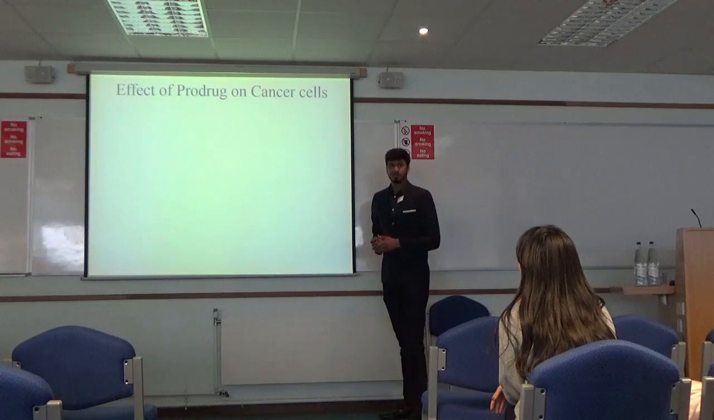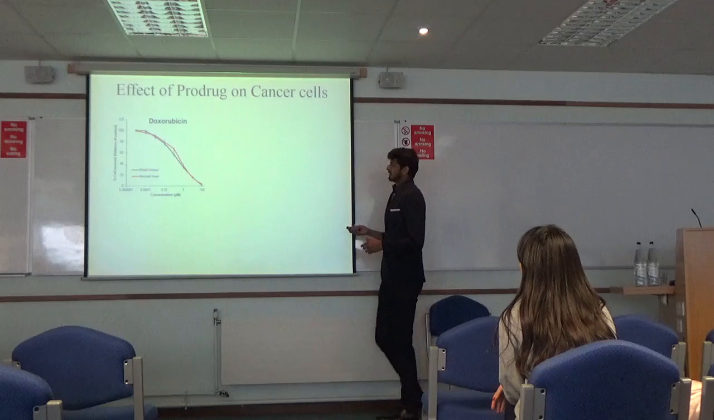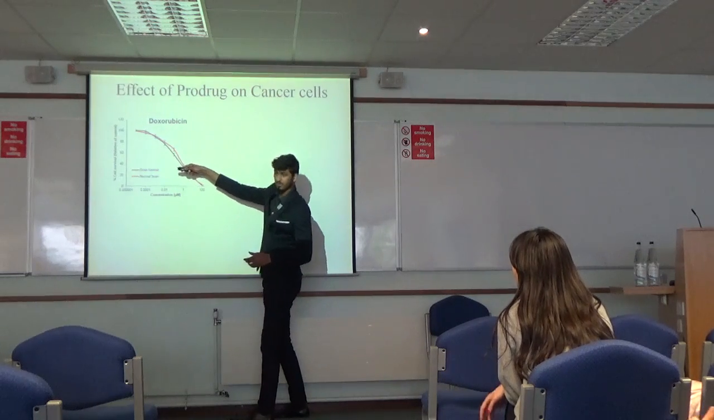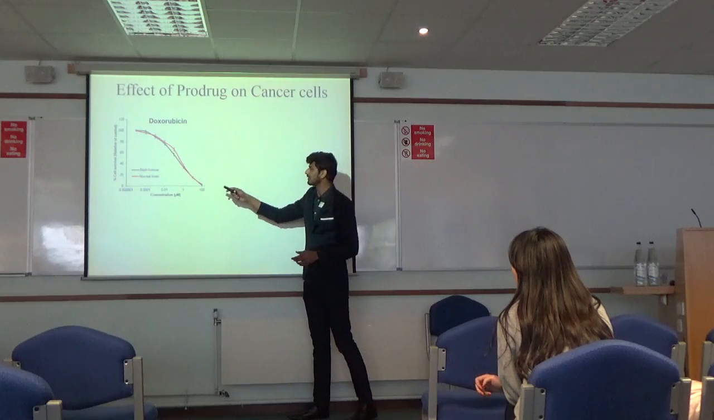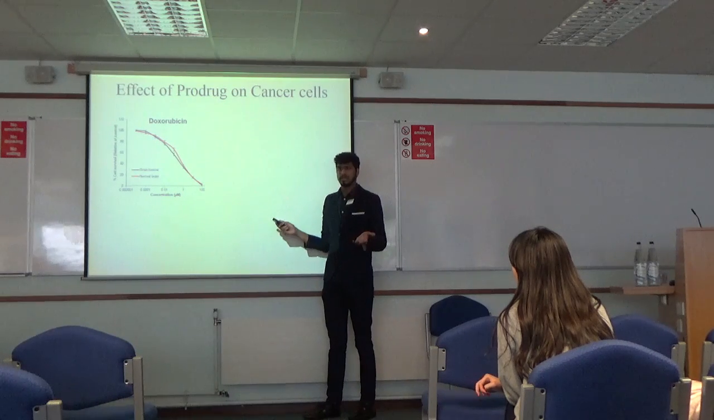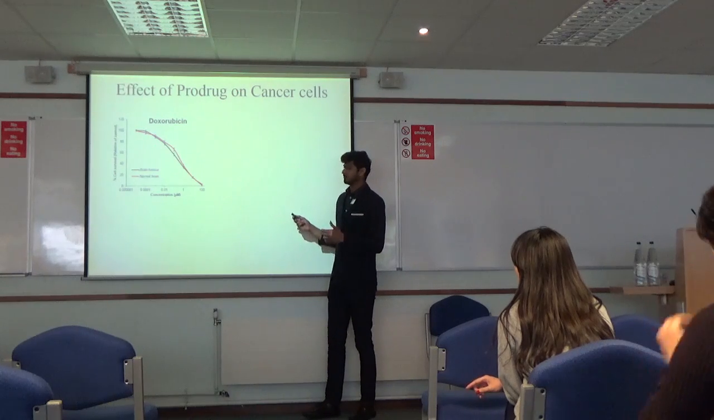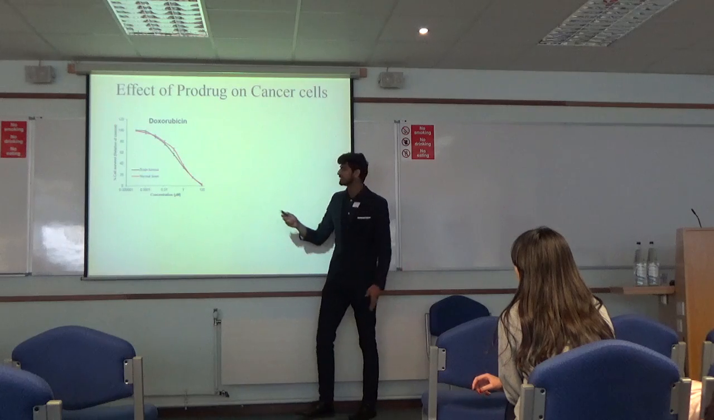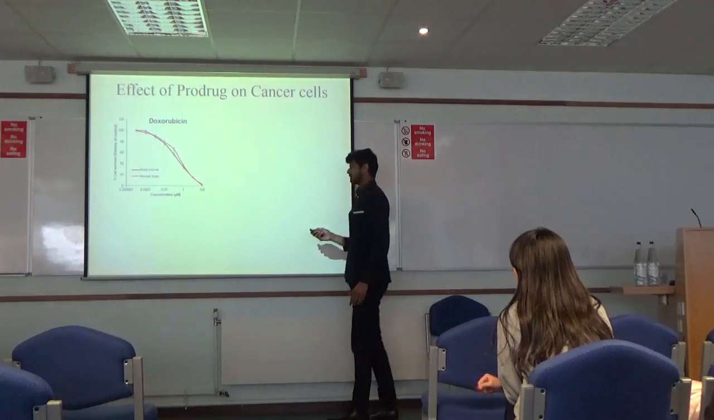So what was the effect of the prodrug in cancer cells? As you can see, I tested the prodrug and doxorubicin alone on cancer cells. Doxorubicin alone had a potent killing effect on the cells, because doxorubicin can kill cells without any selectivity. So it killed the normal brain cells and also brain tumor cells.